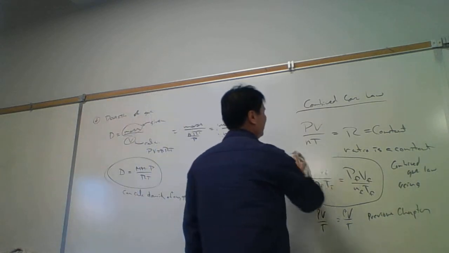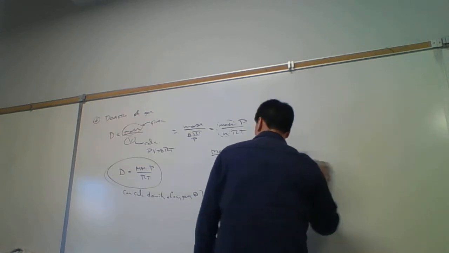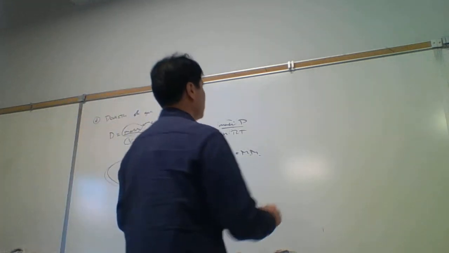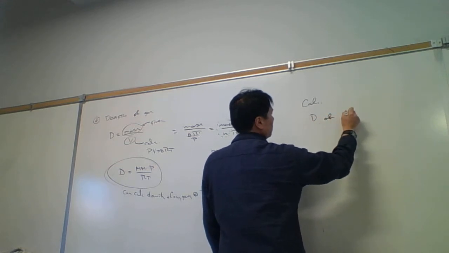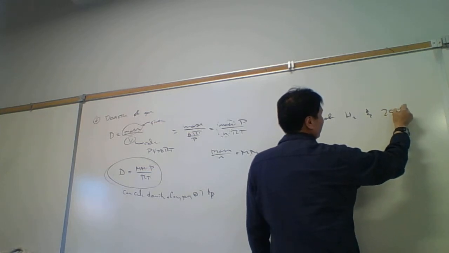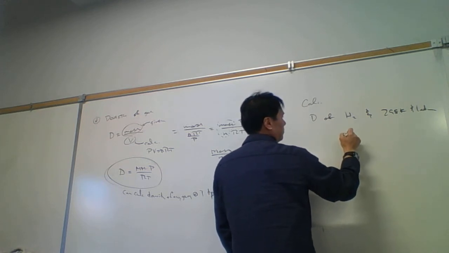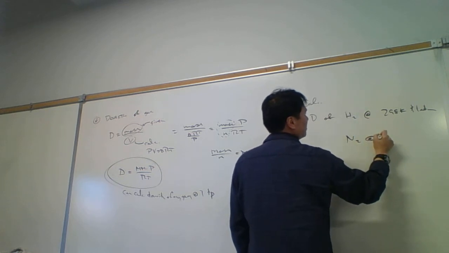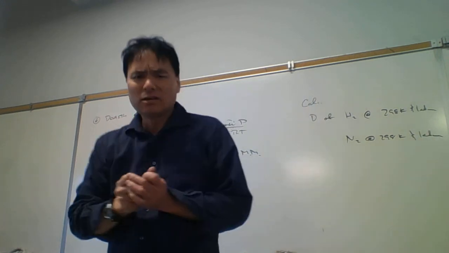So maybe let's do an example of the density calculation here. Let's calculate the density of hydrogen at 298 Kelvin and 1 atmosphere. And the density of nitrogen at 298 Kelvin and 1 atmosphere. Okay, can you go ahead and do those two.